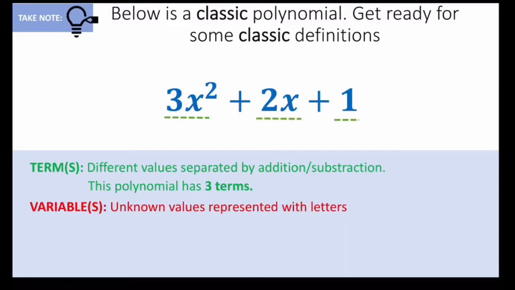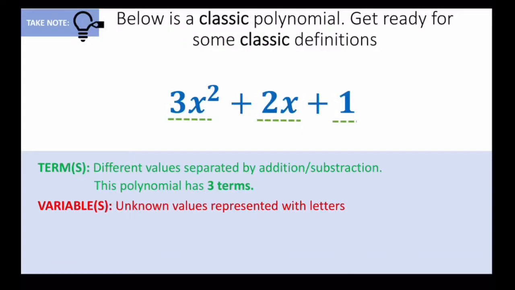Variables are something you're going to need to use as well with a polynomial. Now, a variable is an unknown value represented with a letter. They are located here using X. Now I could have used Y, could have used Z, a smiley face, a sad face, but X is our common variable. So I chose X.